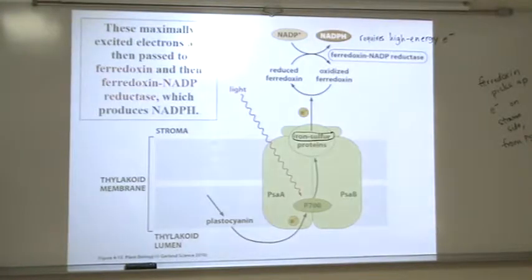Okay, so that's how we make NADPH. So far in the light reactions, we've made oxygen as a fortunate byproduct because we split water. We've made NADPH, which is important as reducing power. And we haven't talked about ATP yet. That's where we're going next.